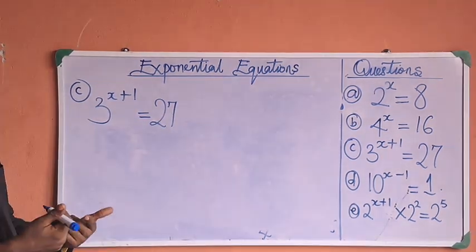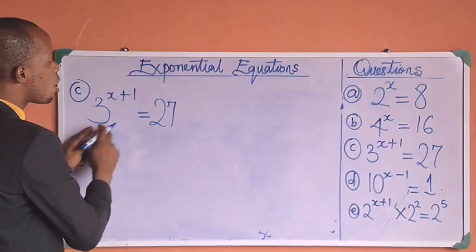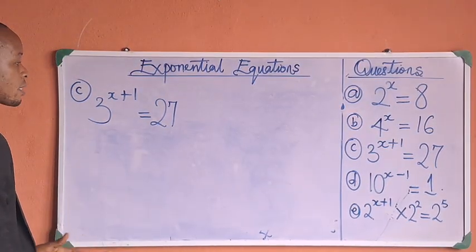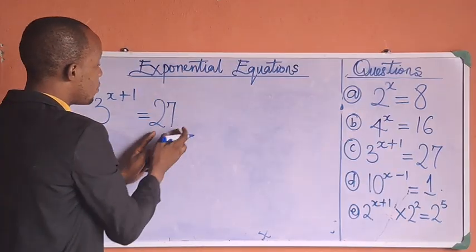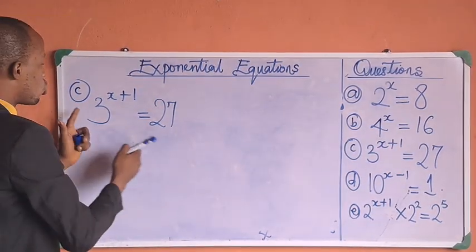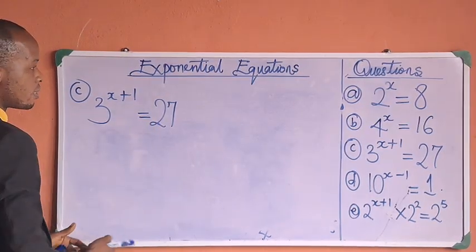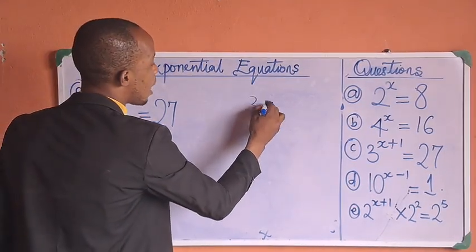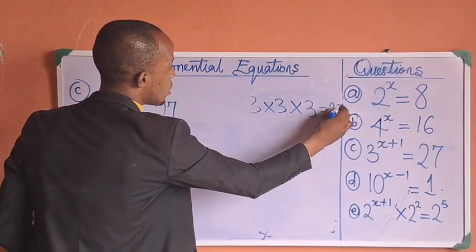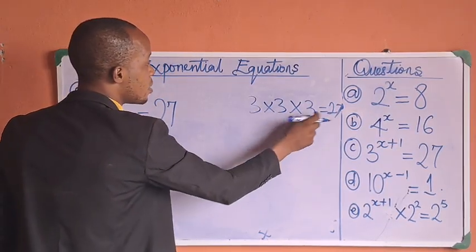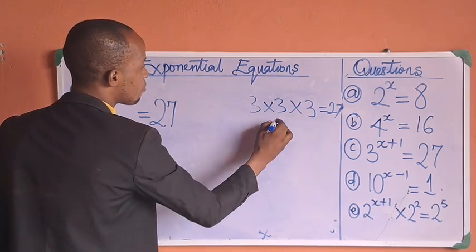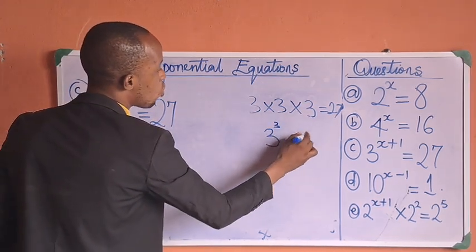Just the same principle. Ensure you have common bases on the 2 sides of the equation. How do we achieve that? By expressing this other side of the equation, 27, as a power of 3. That is, how many times do we multiply 3 to get 27? And that is 3 times 3, 9, times 3 is equal to 27. In other words, 3 multiplied by itself 3 times, 1, 2, 3, equals 27.